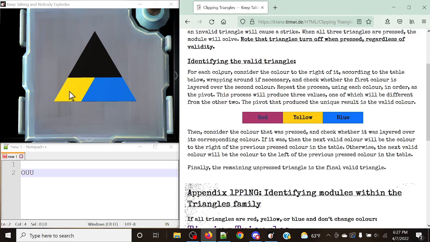In this case, it was. It was most certainly over it. So now what we're going to do is press the valid color, which is going to be to the right of this. If it happens to be not true, it's going to be to the left.